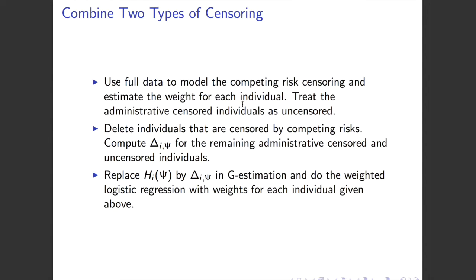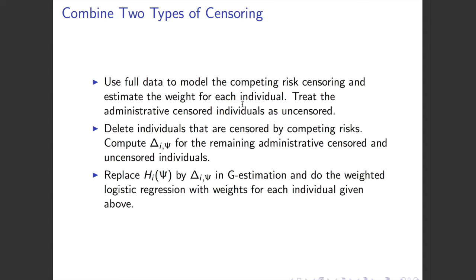Okay, so if we have administrative censoring and competing risk censoring, then first we do the model of competing risk censoring, because we want to use all that information. Then we get those weights. Then we remove the people who were censored by a competing risk because they've contributed their information already to the weights. And then we compute that delta to deal with the administrative censoring, and we use that delta in the logistic regression of the probability of treatment. But then we also just do a weighted logistic regression using the weights.